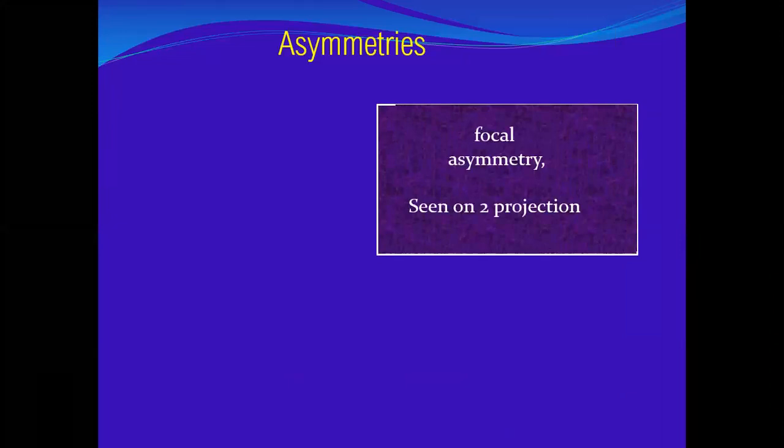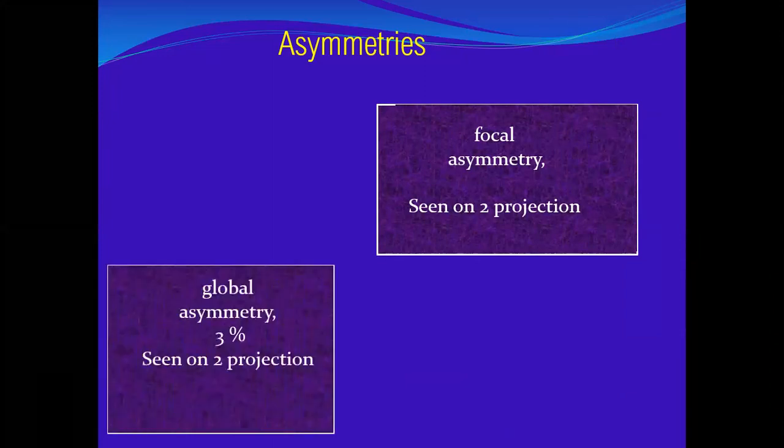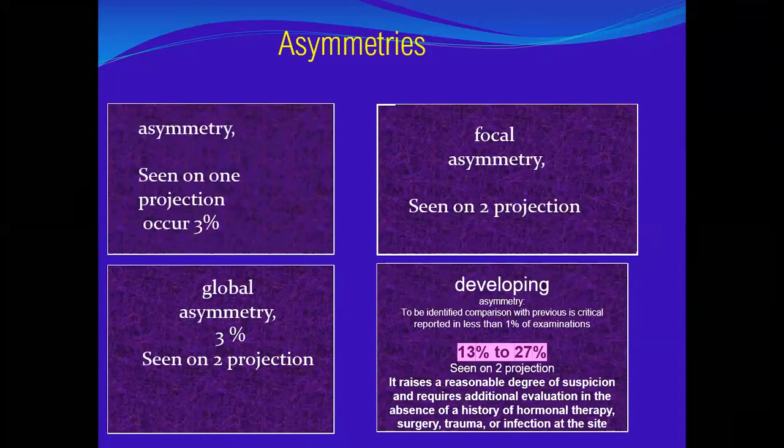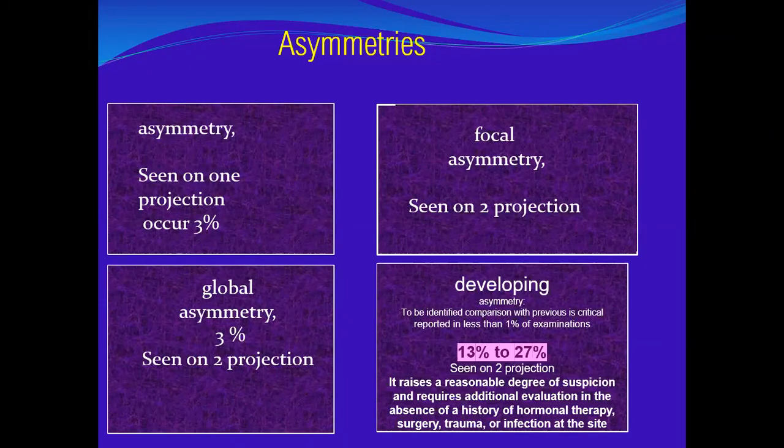Okay, so just reminding: focal asymmetry is seen in two projections, global asymmetry is seen in two projections. Focal asymmetry represents only 1% or less. Global asymmetry and asymmetry represent 3% of screening. Developing asymmetry is the only asymmetry that raises a reasonable or moderate degree of suspicion and requires additional evaluation in the absence of a history of hormonal therapy, surgery, trauma, or infection at the site. We have to go further. The asymmetry seen on one projection also represents 3% of screening mammography. So the commonest are asymmetry and global asymmetry, representing only 3%, while focal asymmetry is less than 1%, and rarer, extremely rare, is a developing asymmetry.